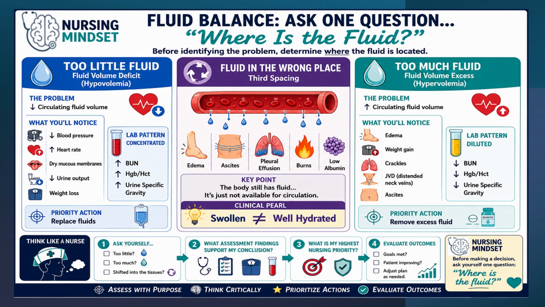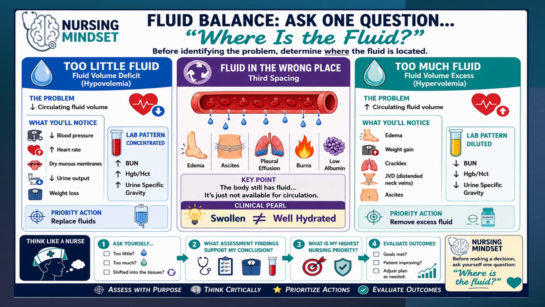The same thing happens with the laboratory values. Instead of just memorizing which labs increase, recognize the pattern. With less fluid in the bloodstream, the blood becomes more concentrated. That's what we call hemoconcentration. That's why you'll see laboratory values like BUN, hemoglobin, hematocrit, and urine-specific gravity all increase. Rather than just memorizing 4 different lab values, remember one idea. Less water equals hemoconcentration.